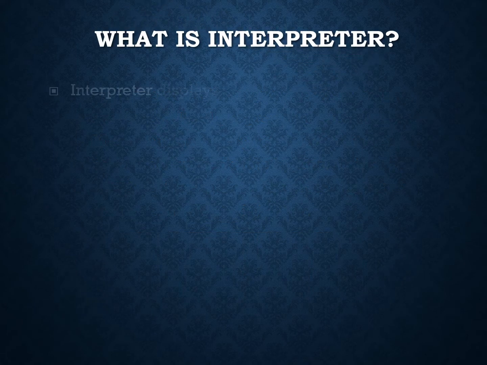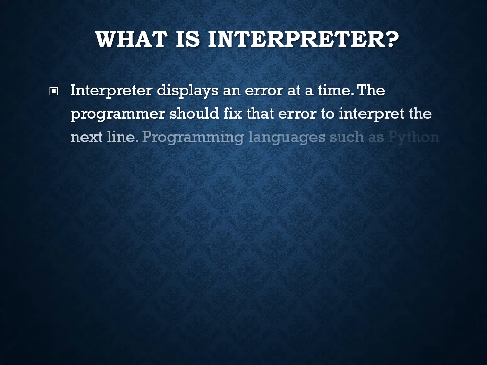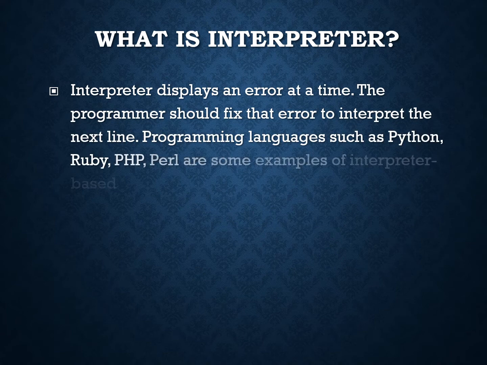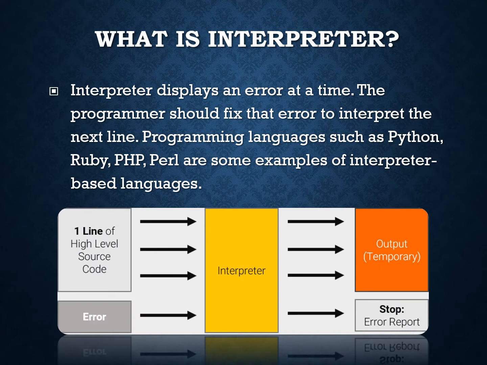Next, an interpreter displays one error at a time. The programmer should fix that error to interpret the next line. Programming languages such as Python, Ruby, PHP, and Perl are some examples of interpreter-based languages. So we can see in the diagram that the interpreter functions on one line of high-level source code.